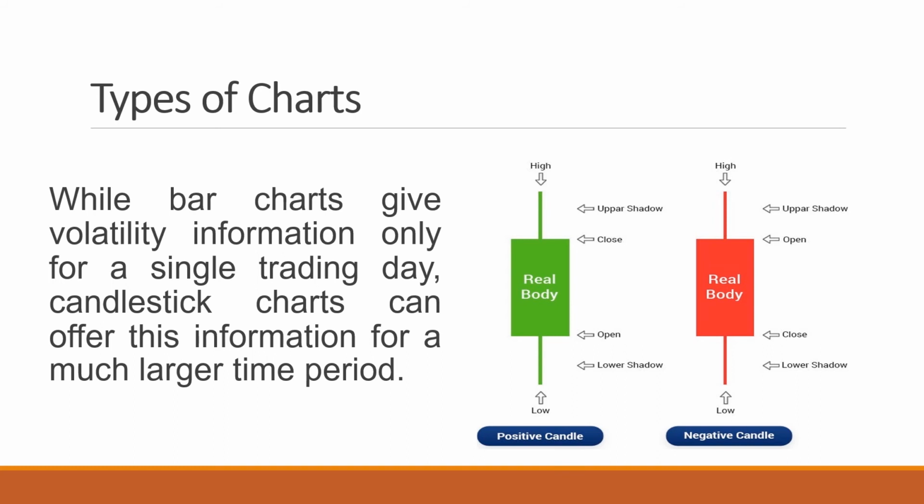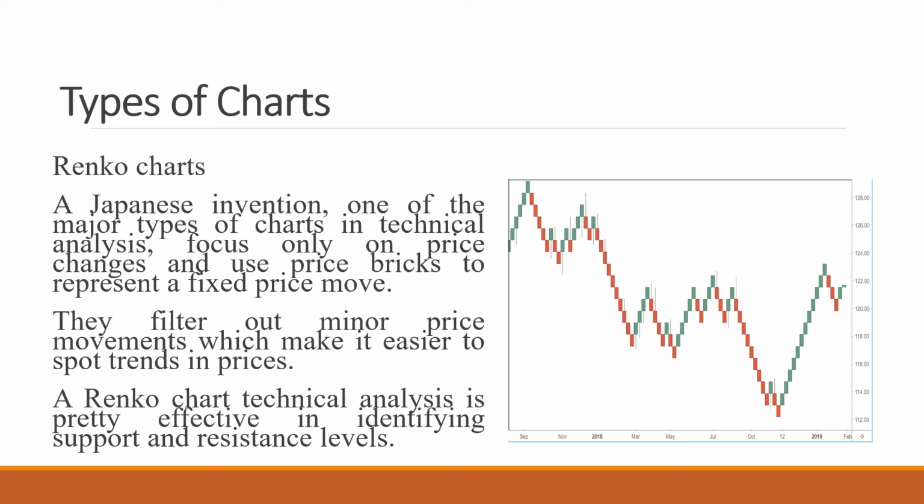Now let's discuss some other chart patterns like the Renko chart. The Renko chart is one of the major types of charts in technical analysis. It basically focuses only on the price changes and uses price bricks to represent a fixed price move. They filter out the price movements, which makes it easier to spot trends in price. Also, these features make the chart appearance more uniform. Renko chart technical analysis is pretty effective in identifying support and resistance levels. You get a trading signal when there is a change in the direction of the trend and the brick's alternate color.